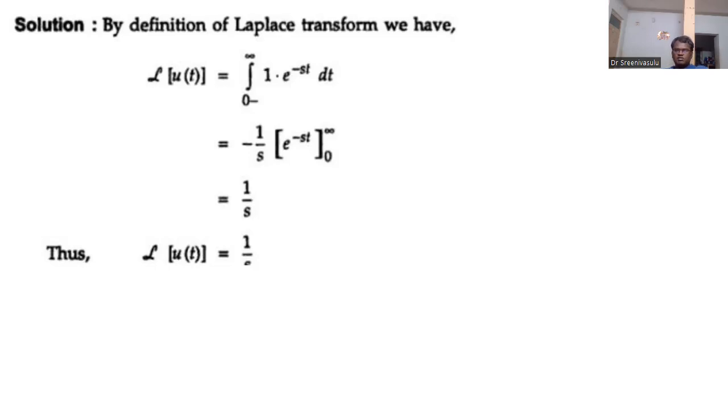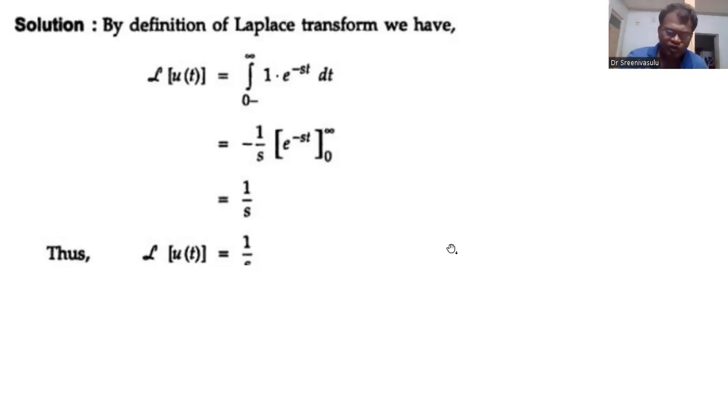What is the s? S is sigma plus j omega. So sigma plus j omega is greater than 0. So after comparing this real part and imaginary part, omega is anyway 0. Only if we see this real part of s, real part of s is greater than 0. So what is the real part of s greater than 0? That is nothing but sigma is greater than 0.